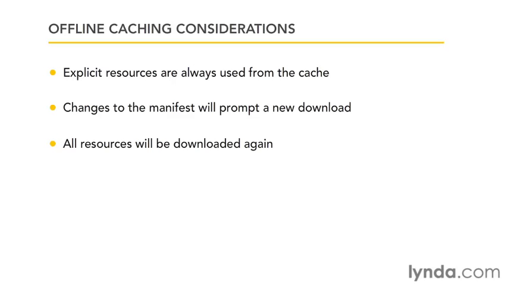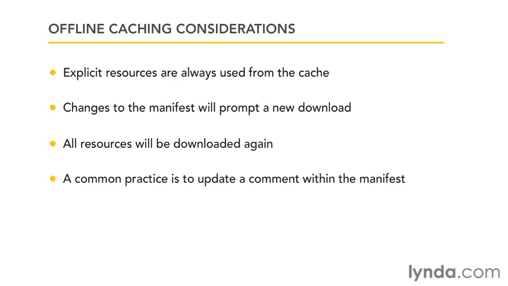So this means that if you change resources on your server, you need to update and change the cache manifest in order to force the cache to store new versions of your resources. Most online examples utilize a comment to track version numbers. A quick change to the version number inside of a comment is all that's required to force an entirely new download of the application.